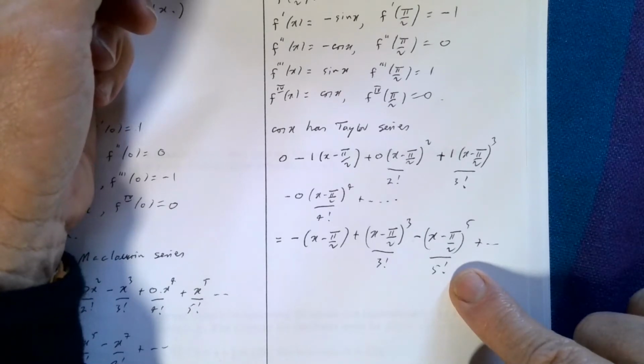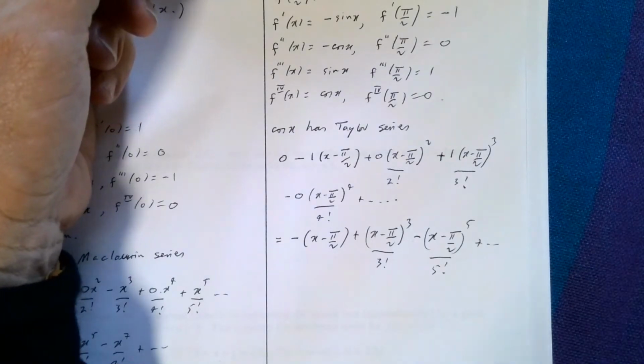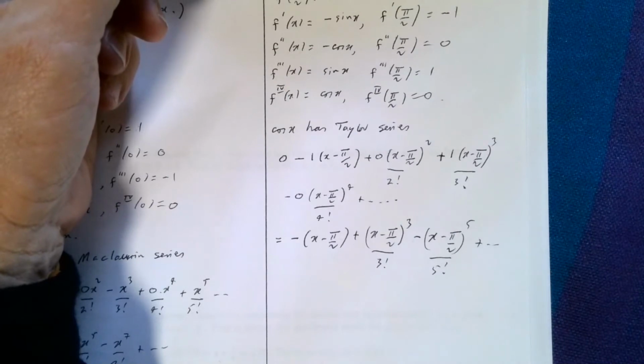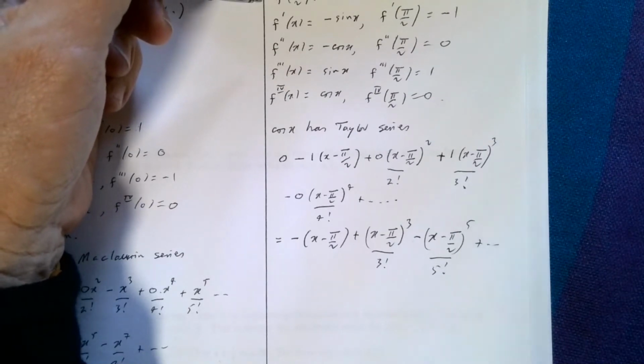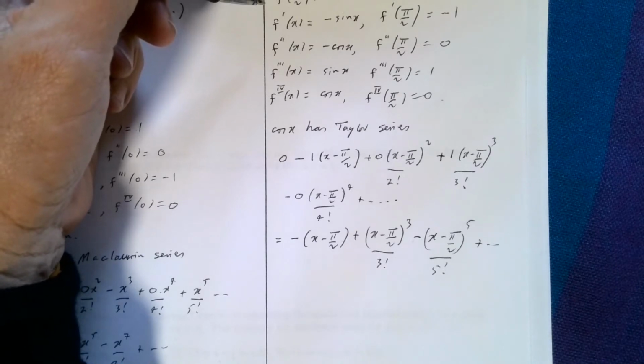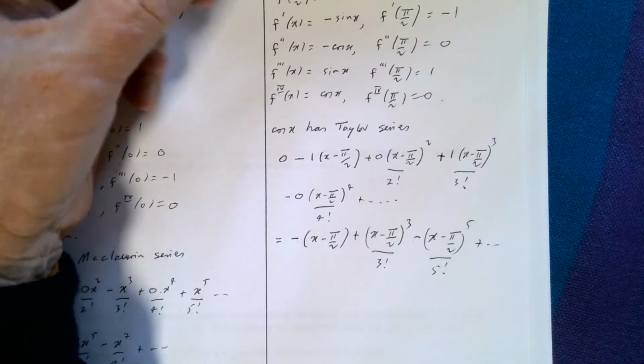So there is the Taylor series about the point x equals pi on 2. Not quite as pretty as the earlier series, but that's just what it is. Why would you want to expand about a point like pi on 2 and not 0?